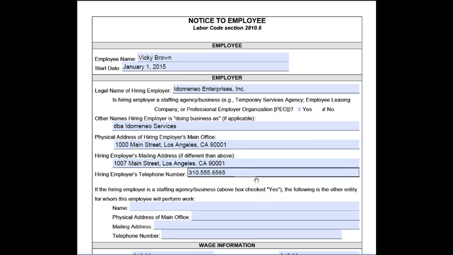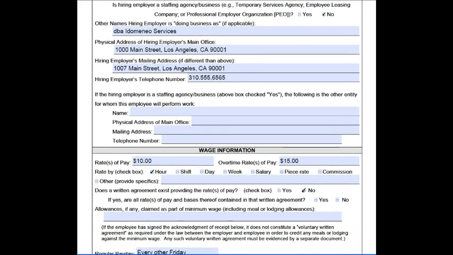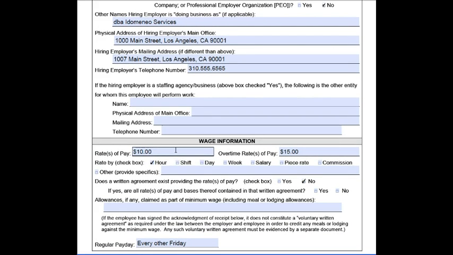Temp agencies are also required to provide the legal name of their organizations, the physical address of their main office, mailing address, and telephone number. The next section refers to wage information. Provide the rate of pay for the employee and any applicable overtime rates.